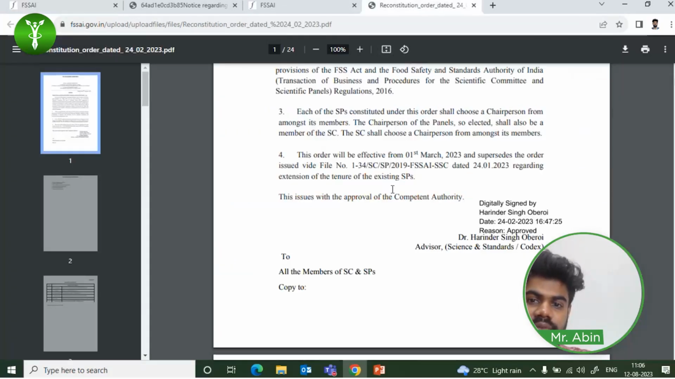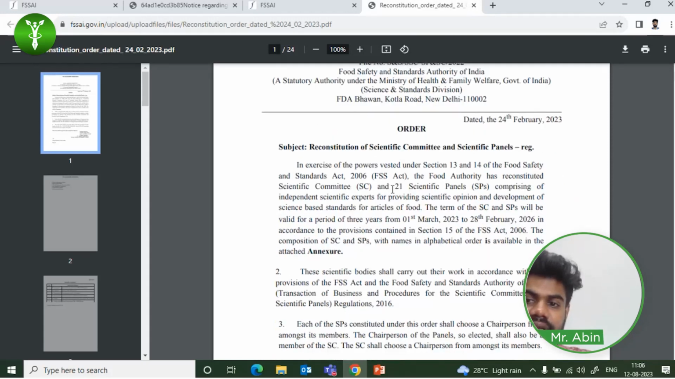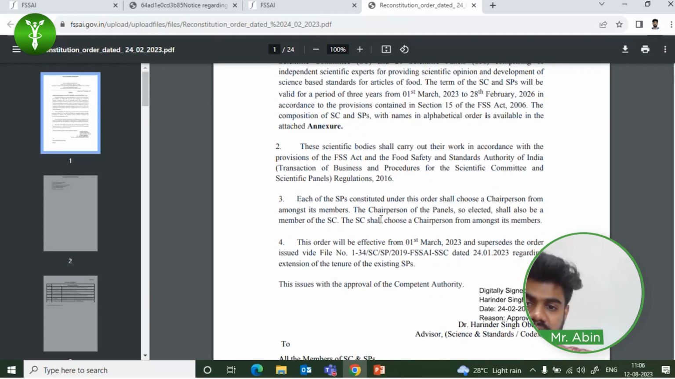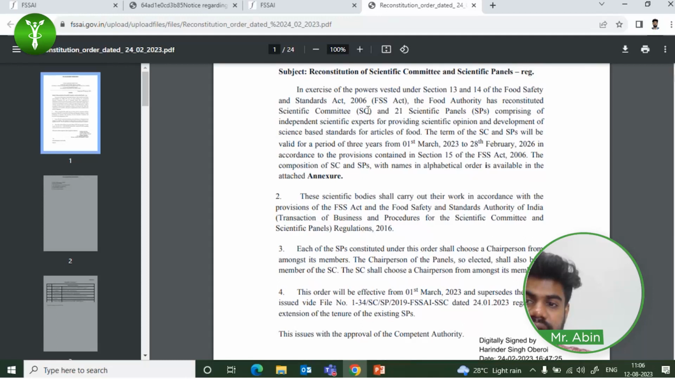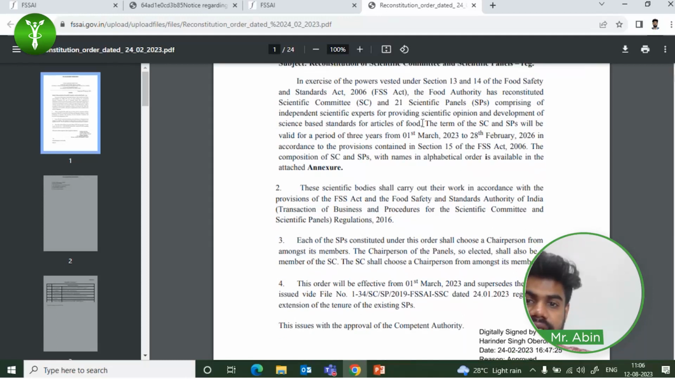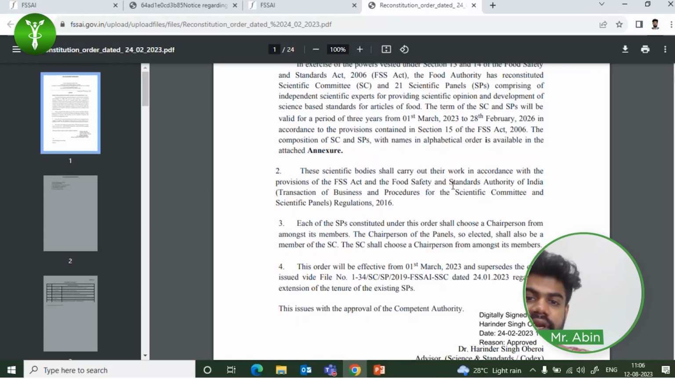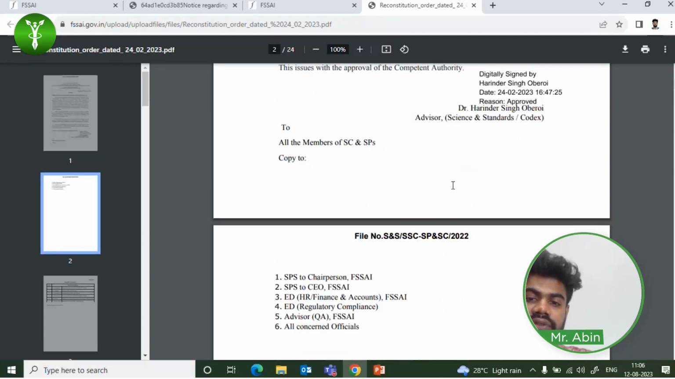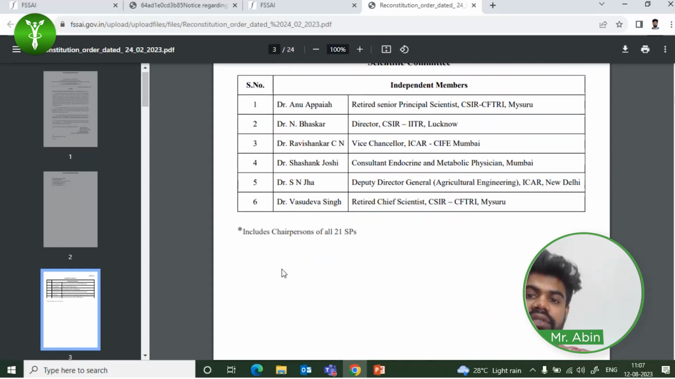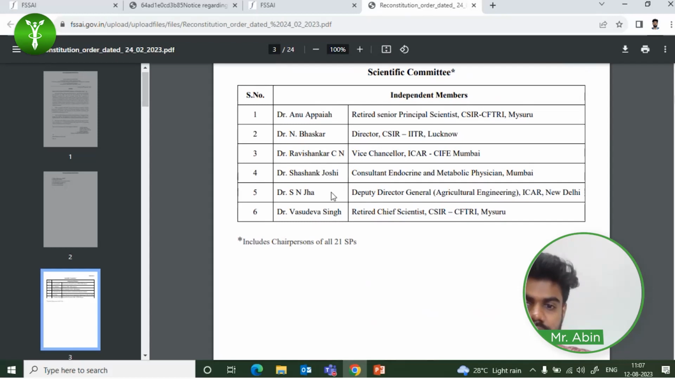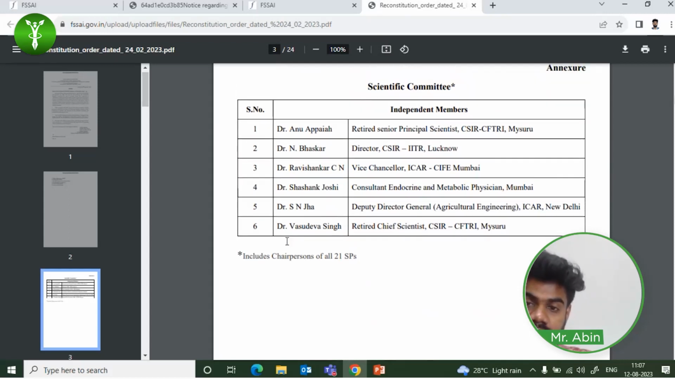I have already opened this. You will see here the reconstitution of the scientific committee, scientific panels, and all those things. It is mentioned here very clearly: a scientific committee and 21 scientific panels comprising independent scientific experts for providing scientific opinion and development of science-based standards for articles of food. From here onwards, they have given the scientific committee, the independent members, and other than that there are 6 members. Okay, I said 8, I guess. There are 6 independent members on the scientific committee. Other than that, there will be the chairpersons of the 21 scientific panels also in the scientific committee.